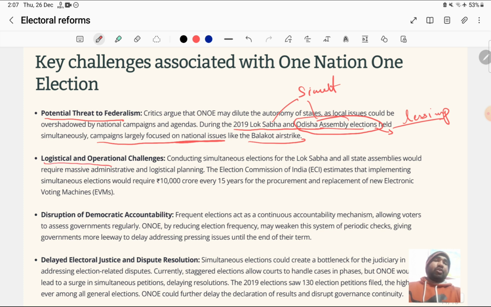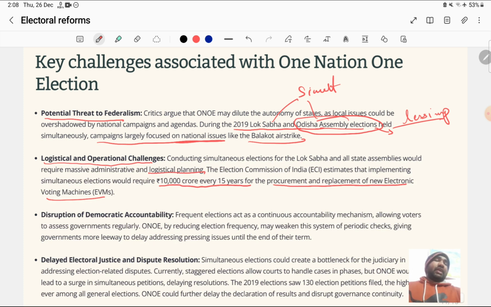Secondly, logistical and operational challenges. Conducting simultaneous elections requires huge logistical planning, and it will be a greater operational challenge to implement. For example, the Election Commission has stated that it would require 10,000 crore every 15 years just for procurement and replacement of new EVMs.